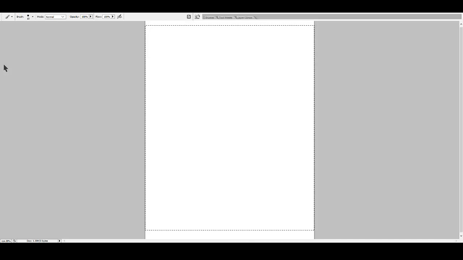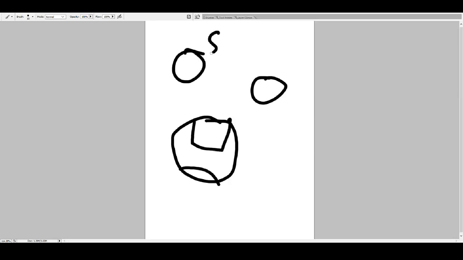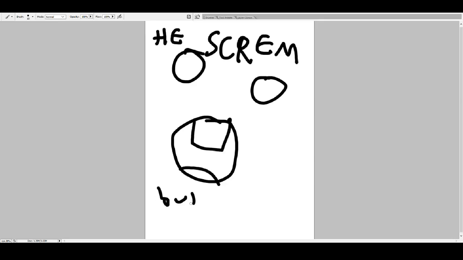I see basically nobody's watching right now, so I can just draw whatever I want. Circle! Circle! Circle! It's a tooth. It's a tongue. He's scram. He's scram. But for why?